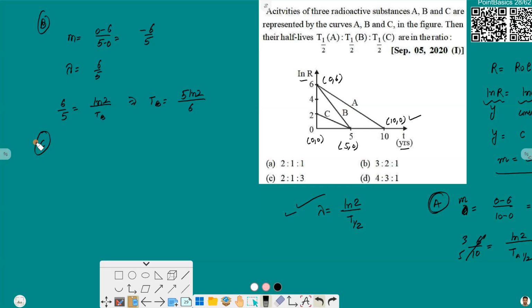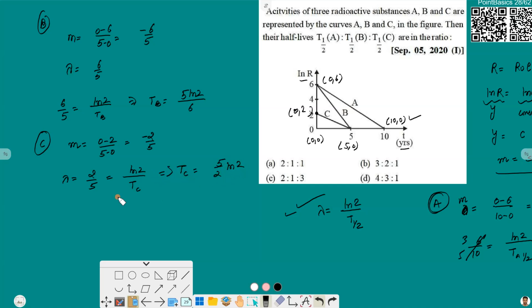Similarly for C, this is the point 0, 2. So for C, the slope will be 0 minus 2 divided by 5 minus 0, that is negative 2 by 5, and lambda will be negative of the slope, so 2 by 5. That will be equal to ln 2 by t half for C. So from this, the half-life for C is 5 by 2 ln 2.